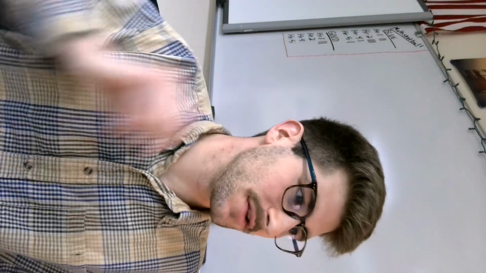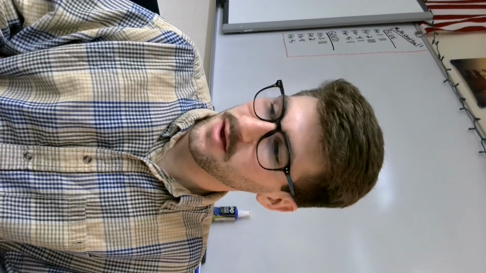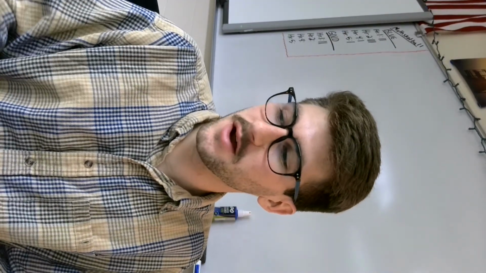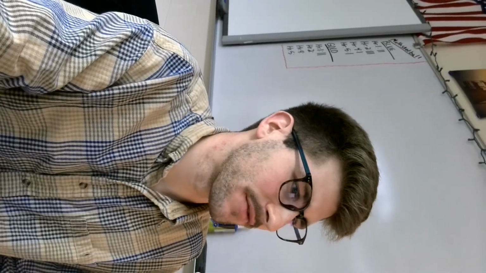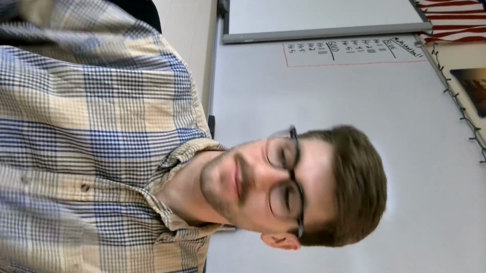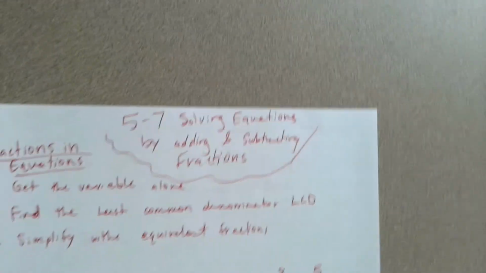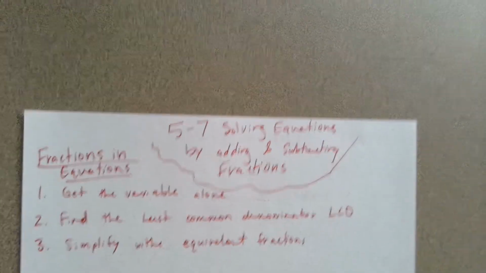We're skipping around a little bit, changing the order of these, but we're up to 5-7. We're doing solving equations by adding and subtracting fractions. So we've been adding and subtracting fractions. Now we're going to plug that into our solving equation, something that we already know how to do. Let's dive in here.